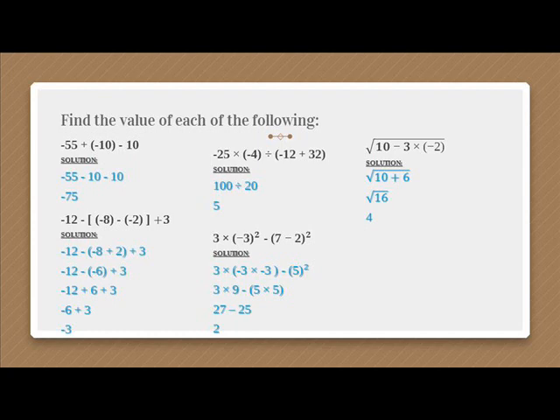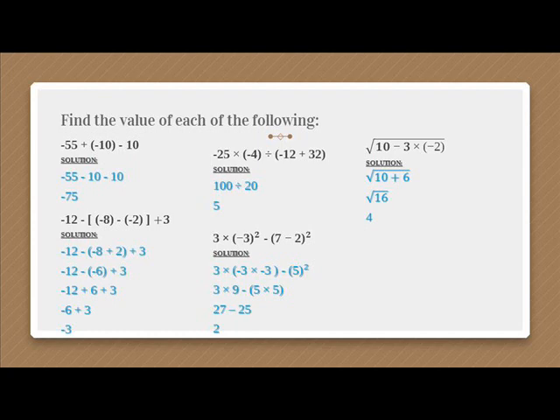Our fourth question has got brackets along with exponents. Well, minus 3 to the power 2 means we will multiply minus 3 2 times. Well, minus 3 into minus 3 is 9. So we have 3 into 9, that is equal to 27.